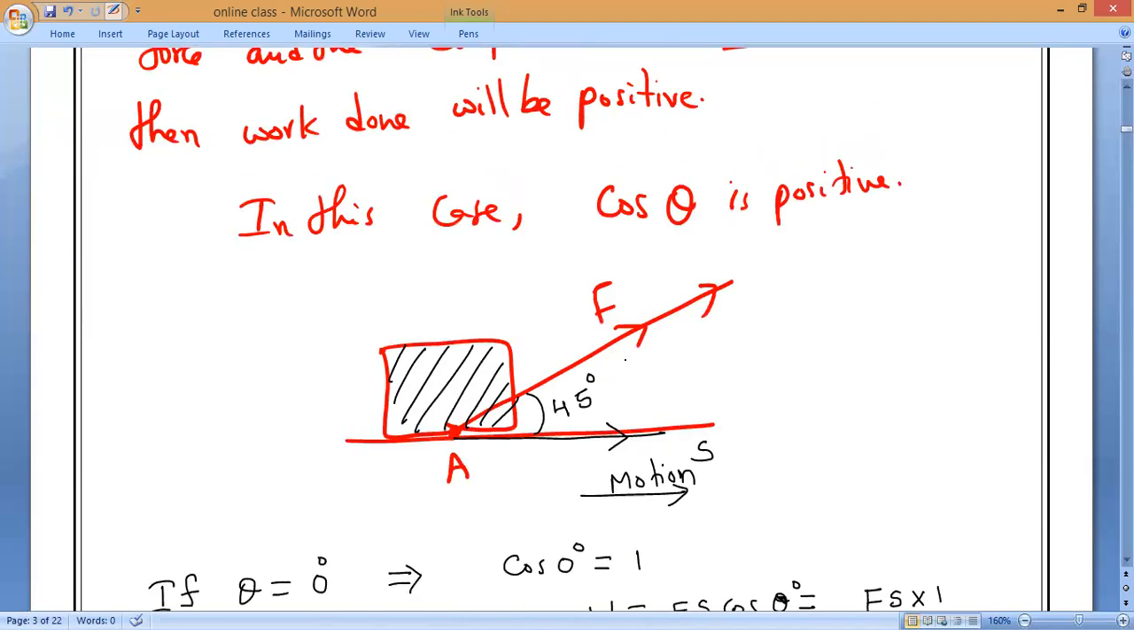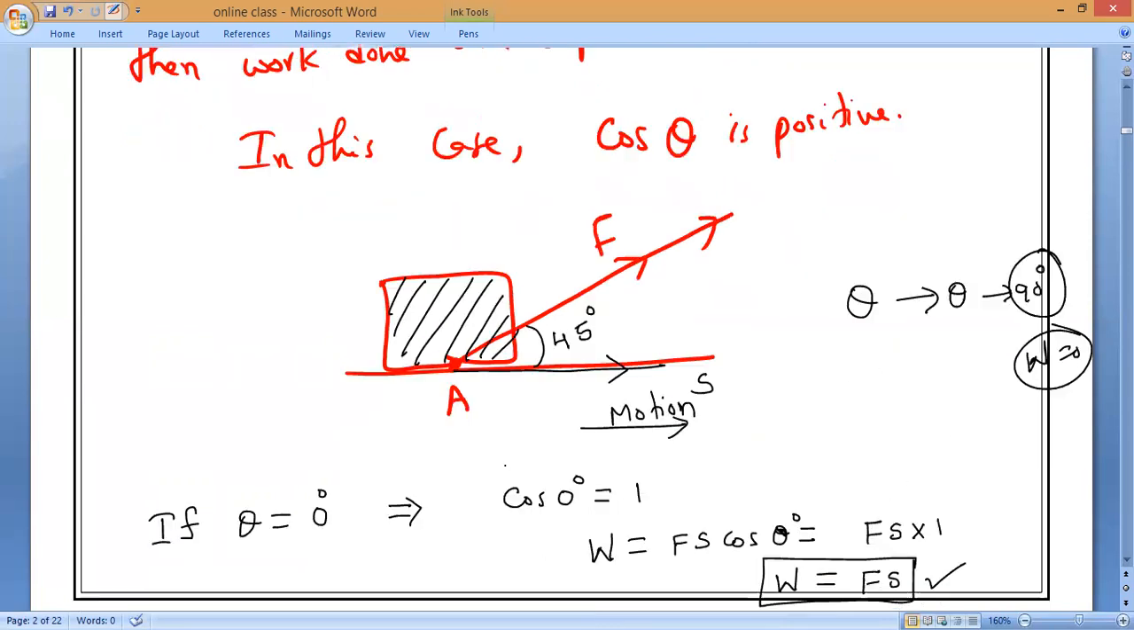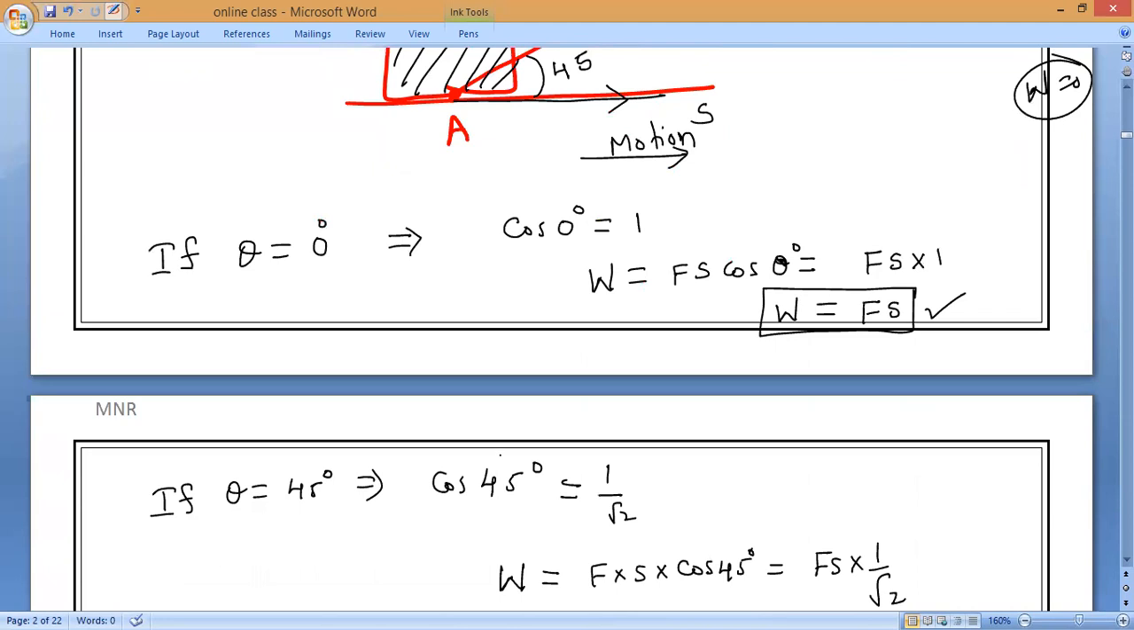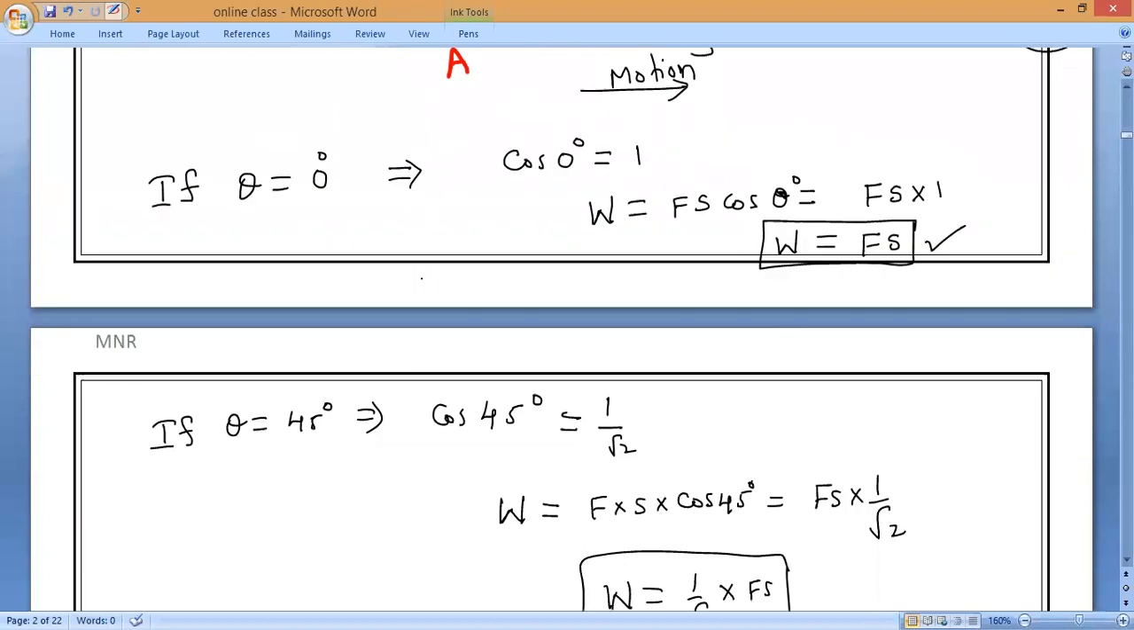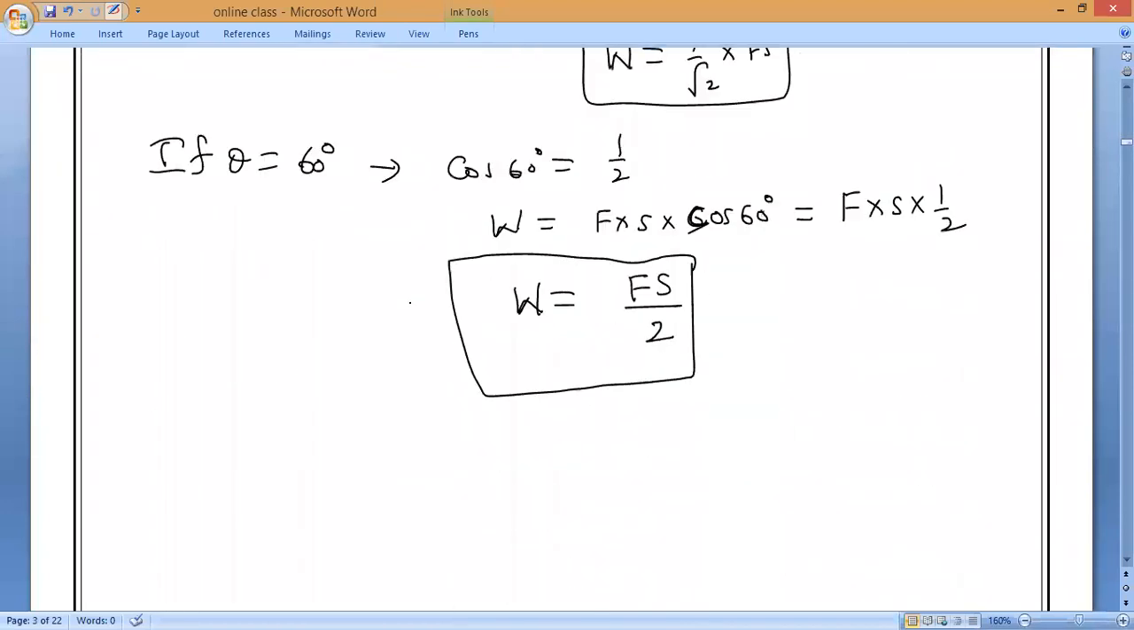Have you noticed it? If theta is increasing from 0 to 90, then at 90, as we know, work done is equal to 0. But in the remaining cases, less than 90, is the amount of work done decreasing or increasing? If theta is 0, work done is F into S. Now theta becomes 30, 45, 60. Now is work done decreasing or increasing?